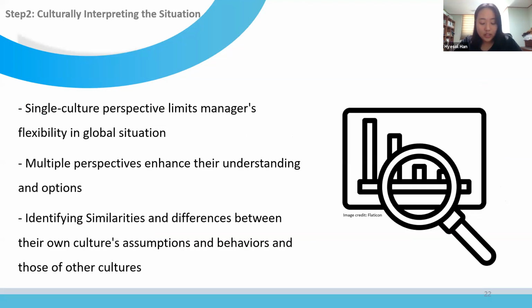The second process is culturally interpreting the situation. Whereas a single cultural perspective limits managers' flexibility in global situations, multiple perspectives enhance their understanding and options. So, this step involves identifying and interpreting the similarities and differences in thoughts, feelings, and actions among the cultures involved.